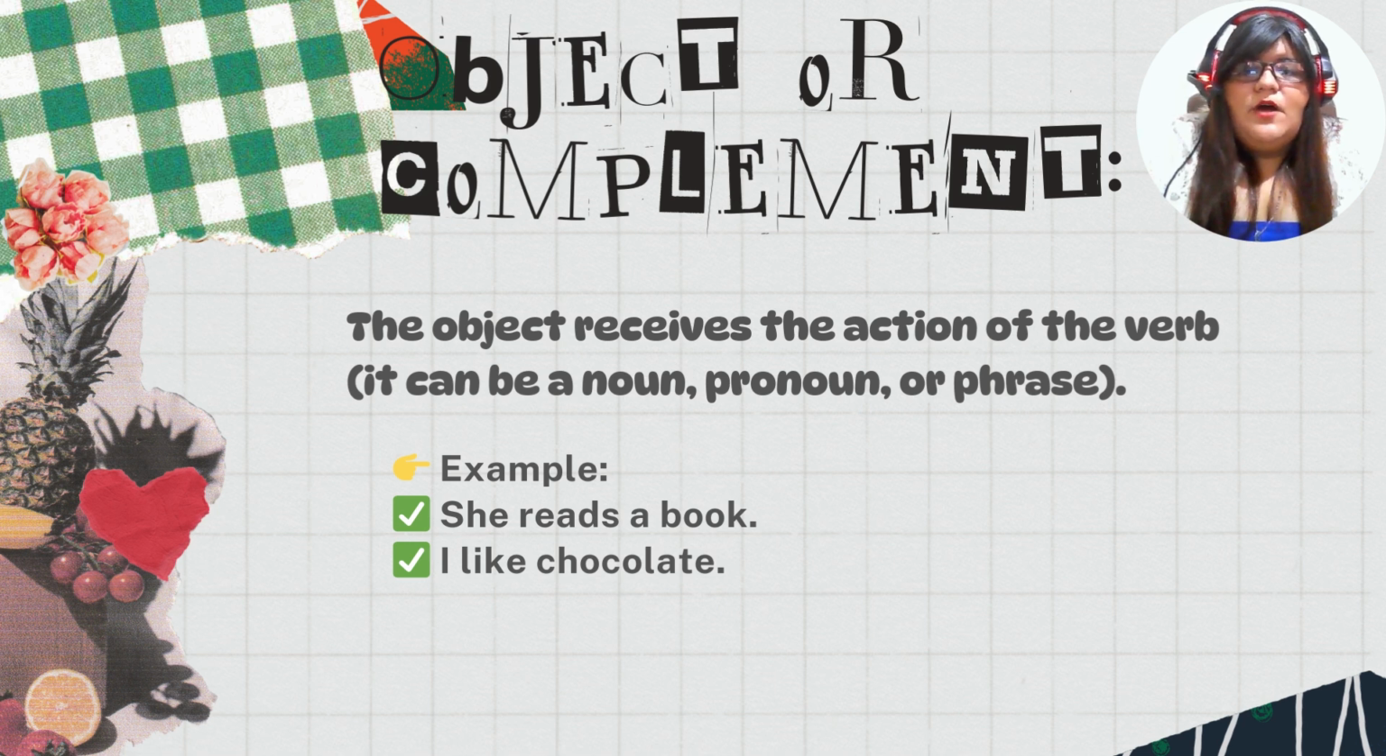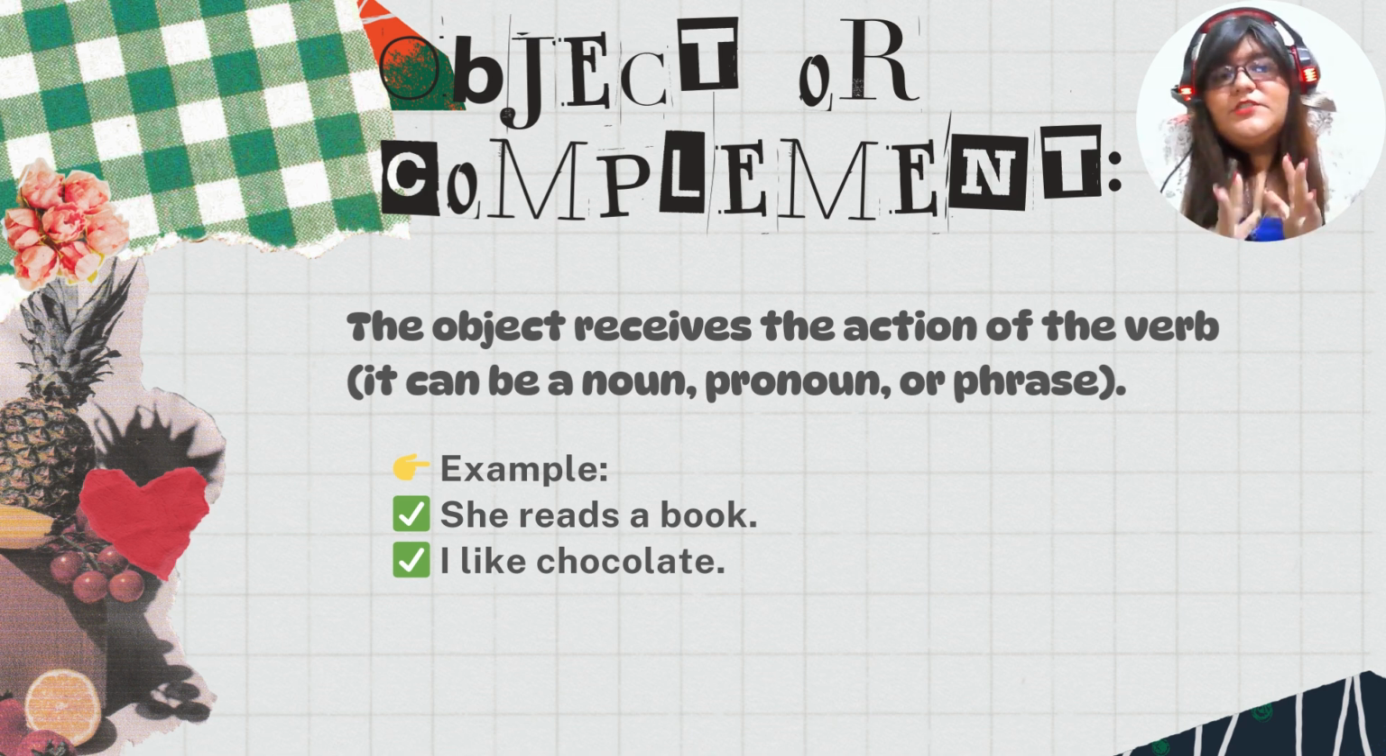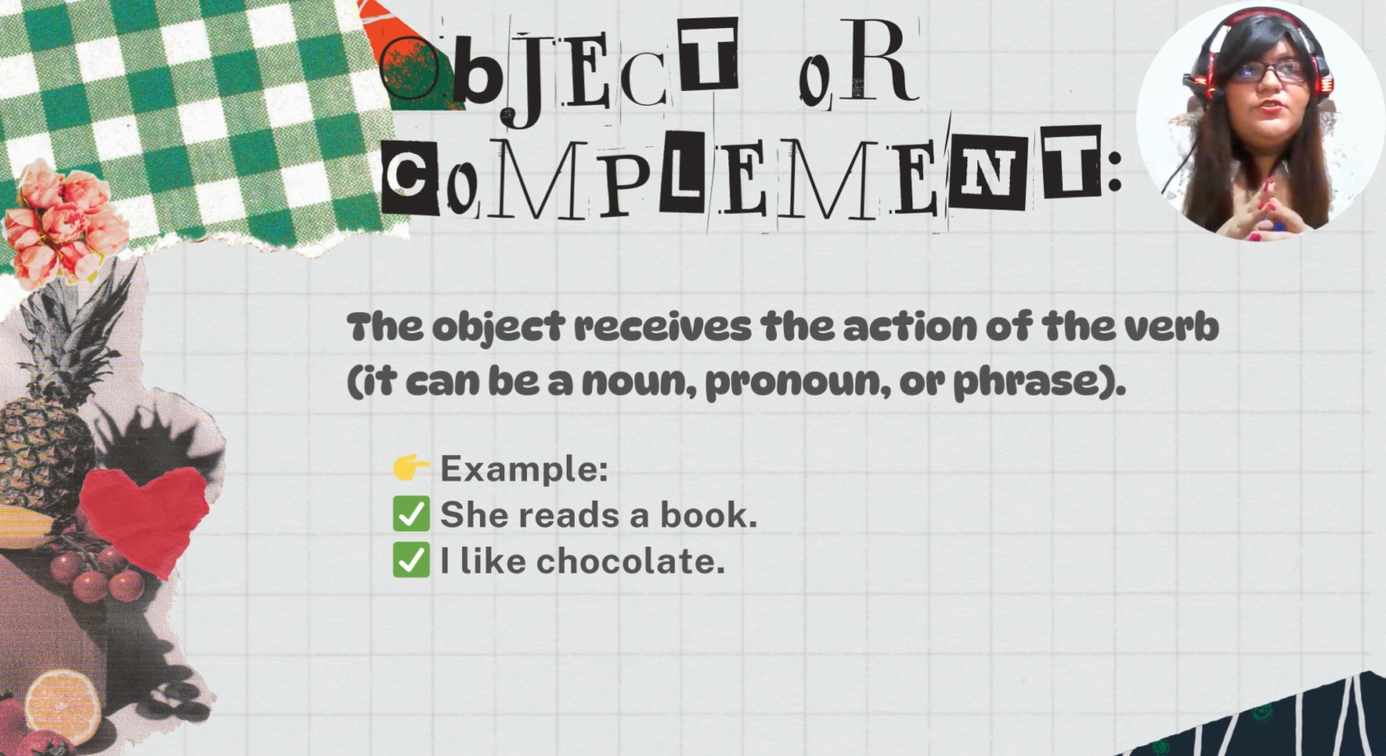Then we have here object or complement, like nouns, right? Those are the complements. The object receives the action of the verb. It can be a noun, pronoun, or phrase. For example, she reads a book. What is here the object or the complement or noun? Yeah, the book. I like chocolate. What's the object? Yeah, the chocolate, with the verb like. So be careful in those details, guys, and you will understand how to formulate your own sentences correctly, avoiding mistakes.